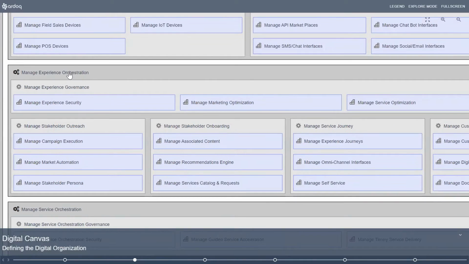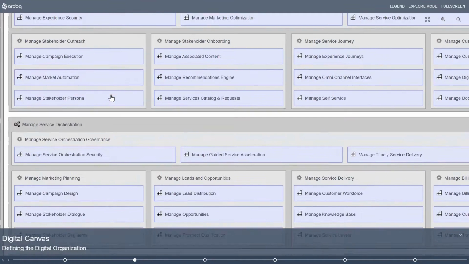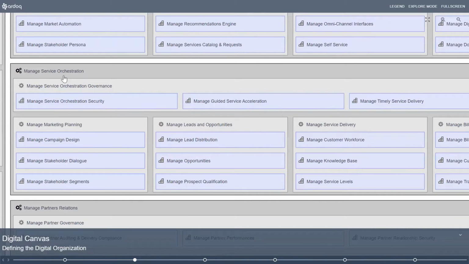We have experience orchestration, which is how can we ensure that our customer interactions are effectively orchestrated with regards to our customer journeys, our customer profiles, our customer personas, and so on. How can we take control of our service orchestration, which is essentially our customer relationships? How can we ensure that our relationships or interactions with our customers from an initiation phase or, let's say, an opportunity phase is managed, tracked, and executed all the way to fulfillment?